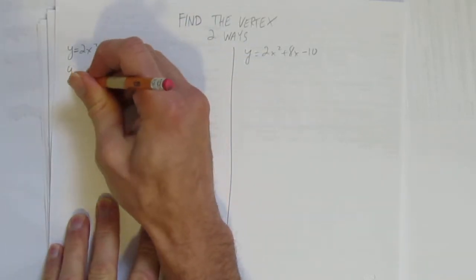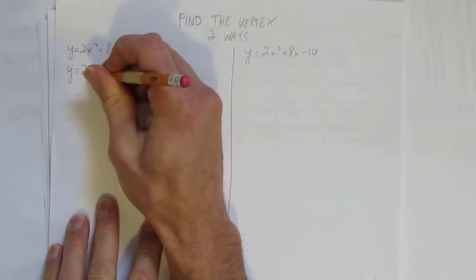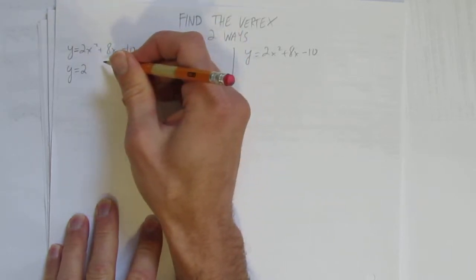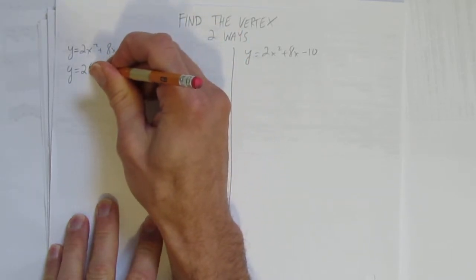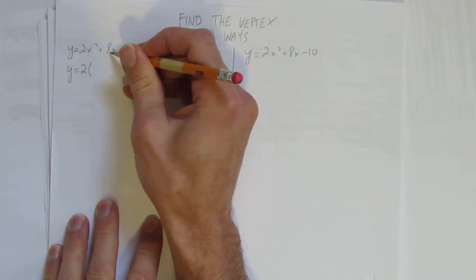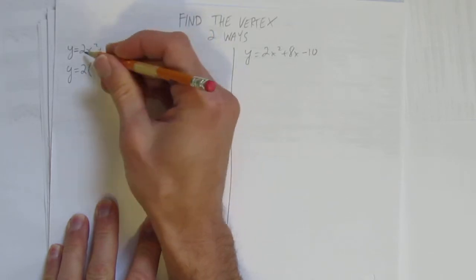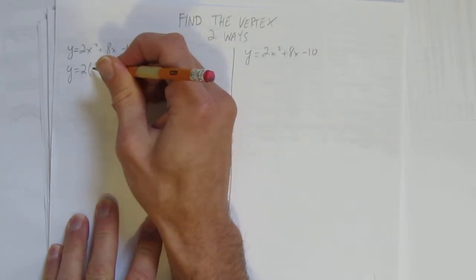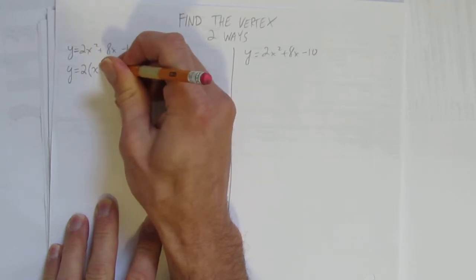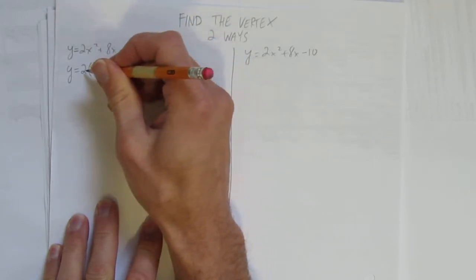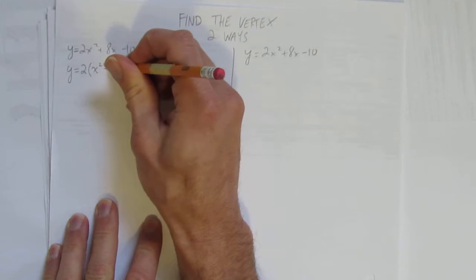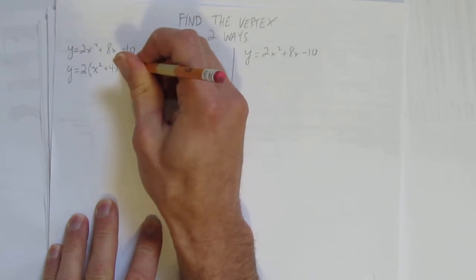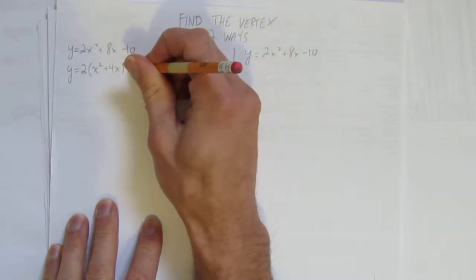If you do, you know that the first thing we'll do is pull the 2 out of the first two terms. That is, we're going to find the greatest common factor of these first two terms, which is 2. So 2x squared divided by 2 leaves x squared, and 8x divided by 2 leaves 4x. You just pull it out of the first two terms. The last term just stays there.